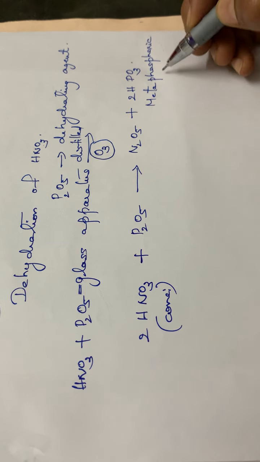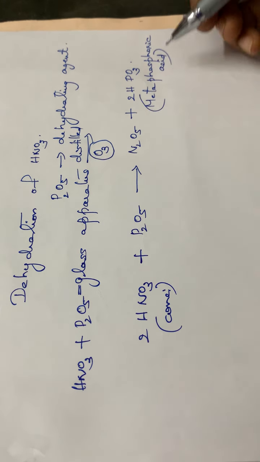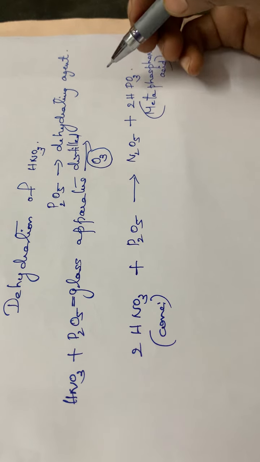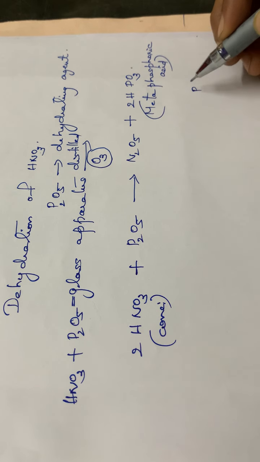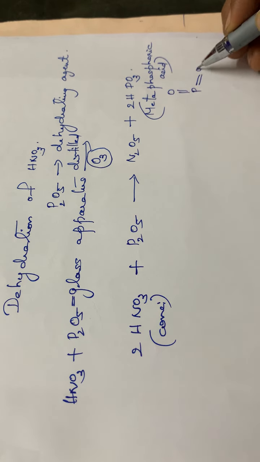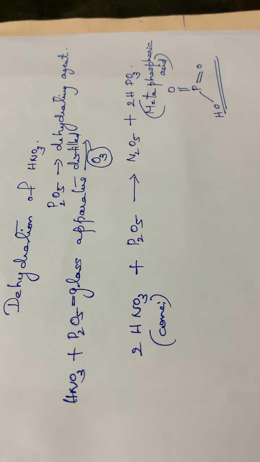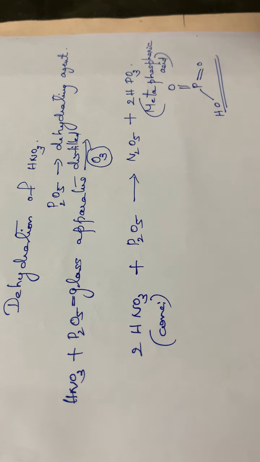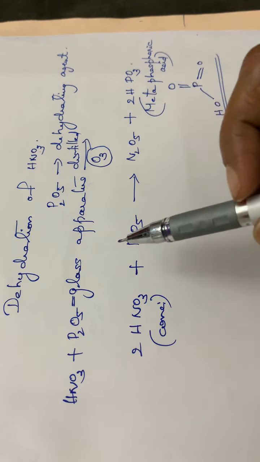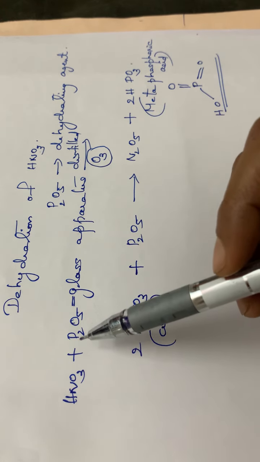HPO3 is metaphosphoric acid. The structure of HPO3 will be like this: P double bond O, then single bond OH. This is metaphosphoric acid, just for your information. So this is the first method of preparation, dehydration of nitric acid.